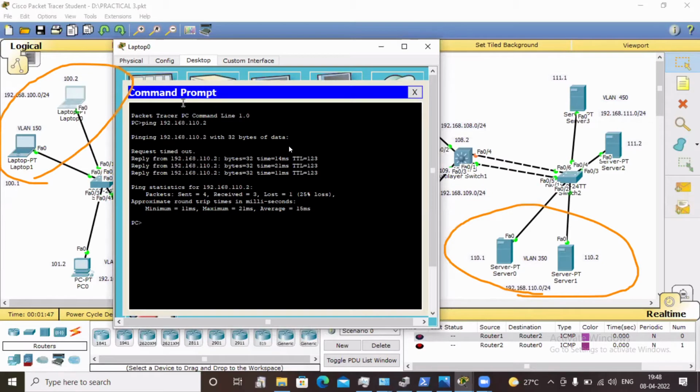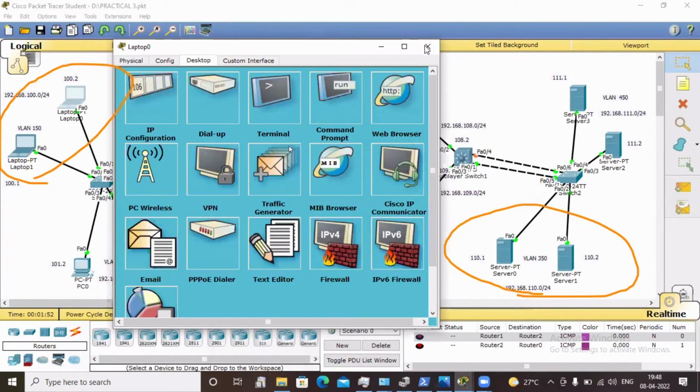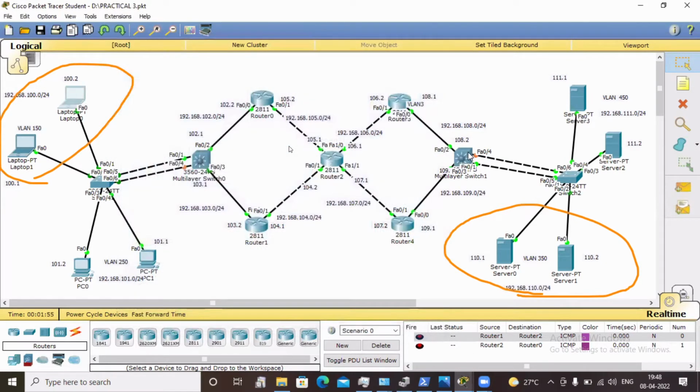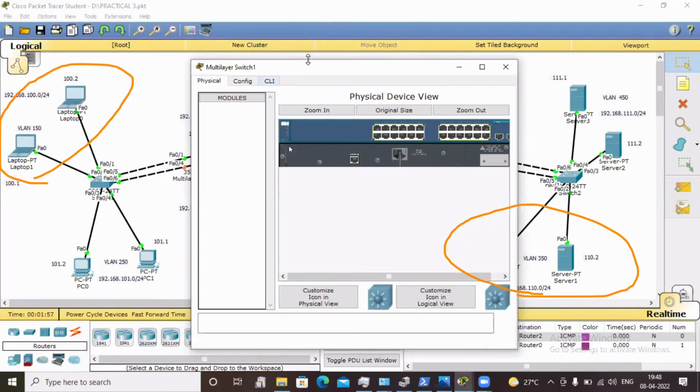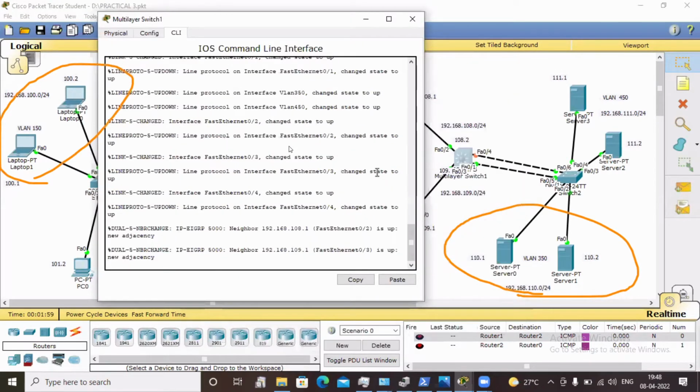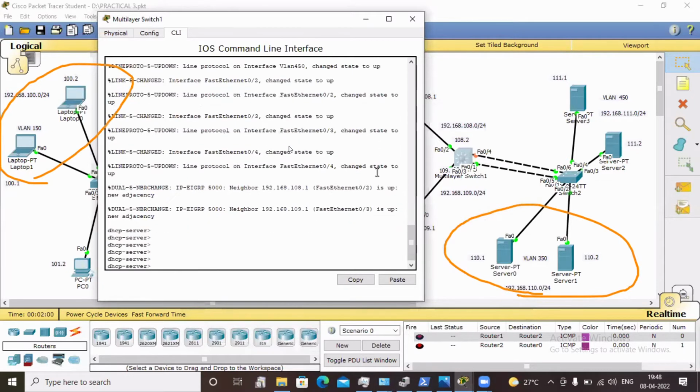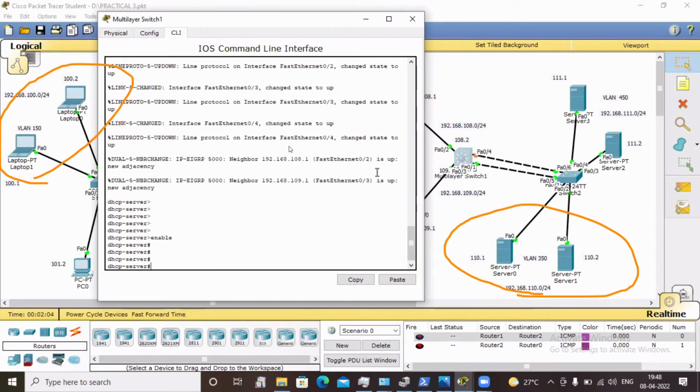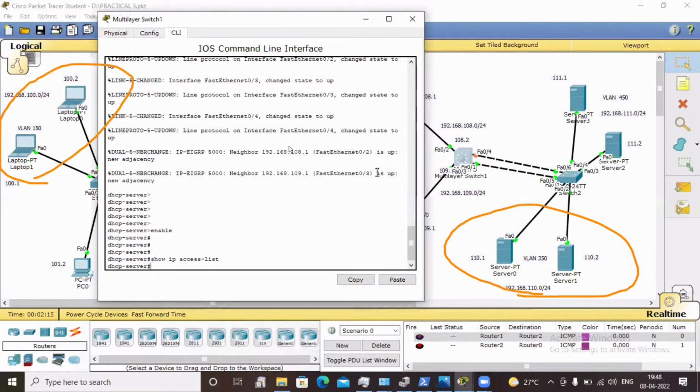Sir, now it's not working. Yes, sir, it's not working. So check the ACL. Why it's not working? I guess on your router 2 you have configured, right? Yes, sir.